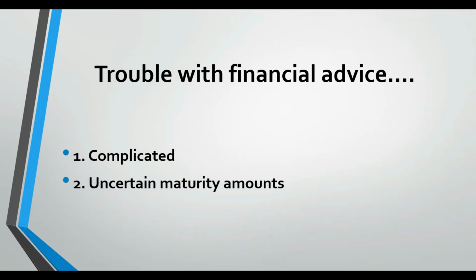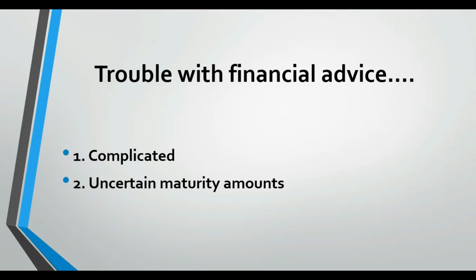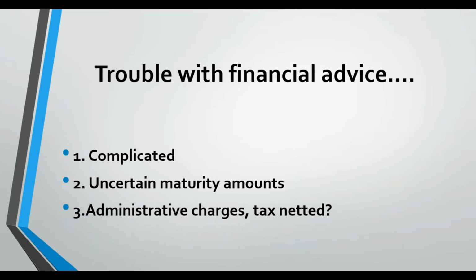Also, the maturity amounts of these schemes will be uncertain because there is a risk factor involved in that. The maturity amount will depend on how the market moves. You may get more than what you want or you may get less than what you want. Further, there are certain administrative charges which are levied on these schemes for management of the corpus. The advice will not tell you whether these charges have been netted from the amount that you will be getting, or whether the capital gains tax has been netted from the target amount.